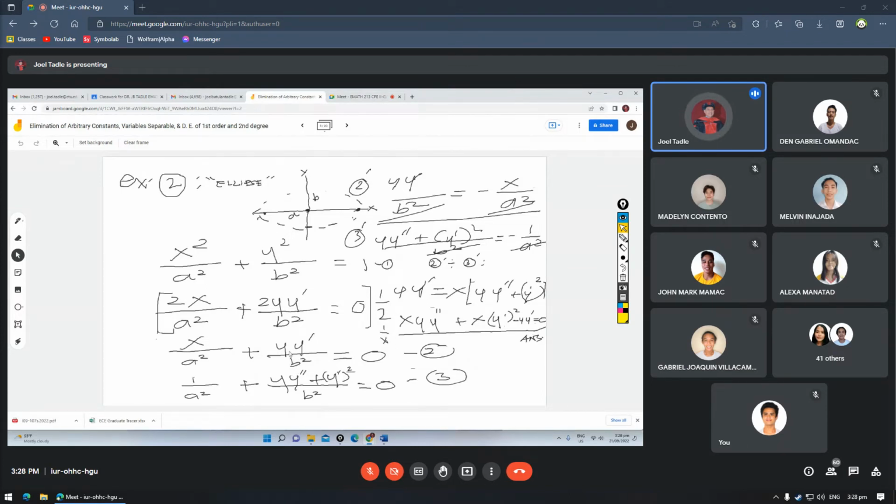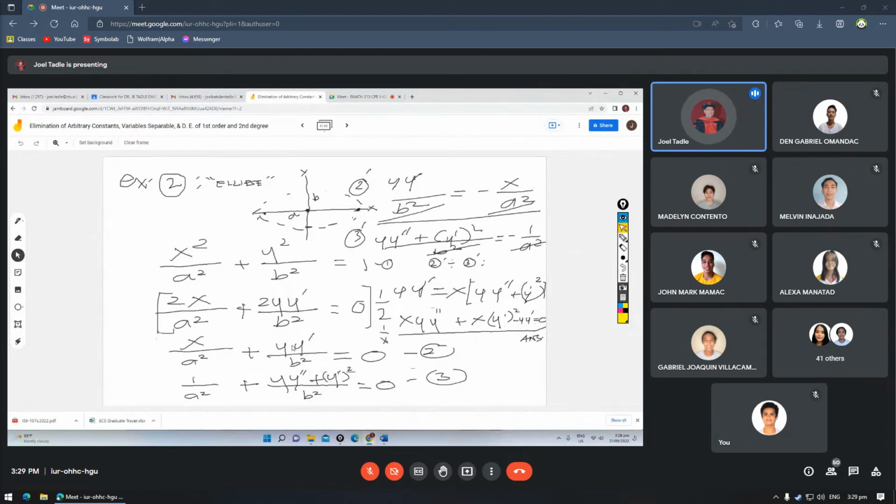So, product rule ang gamiton nato ani, UV. Derivative of UV. So, the first copy, y prime, times derivative of the second. What is the derivative of y prime? The derivative of y prime is y double prime.